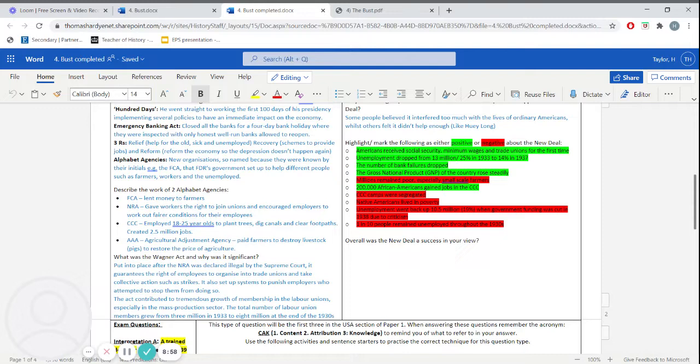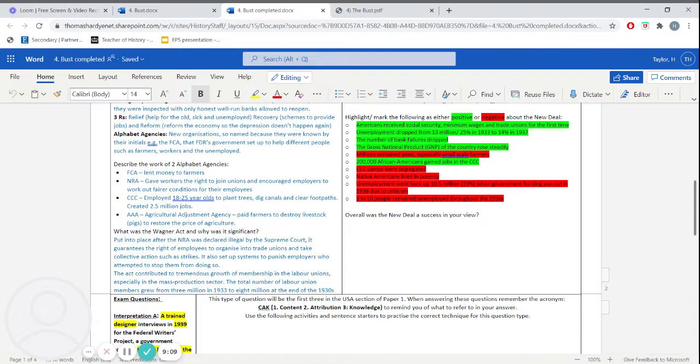So the FCA lent money to farmers. The NRA gave workers the right to join unions and encouraged employers to work out fairer conditions for their employees. The CCC employed 18 to 25-year-olds to plant trees, dig canals, and clear footpaths, and they created 2.5 million jobs by doing this.